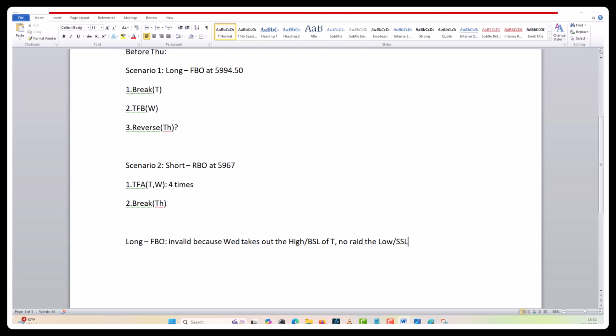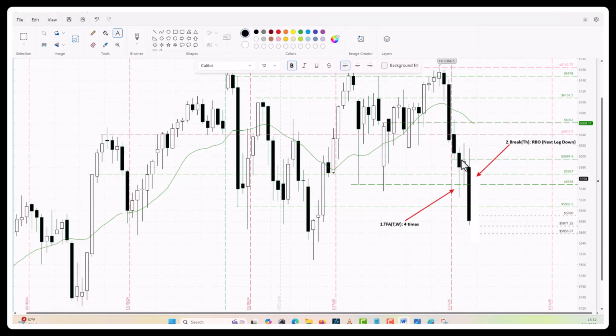Then that means that the probability of the long setup will be very low. Just a very tiny clue right there can give us an idea. You see that the Wednesday give us the clue. The Wednesday is a non-expansion move. It just only take the buy side of the Tuesday. That means it gives us more than 50% that it's gonna be a next leg down, which is a short setup, not a long setup. You see that? That's the beauty right there.